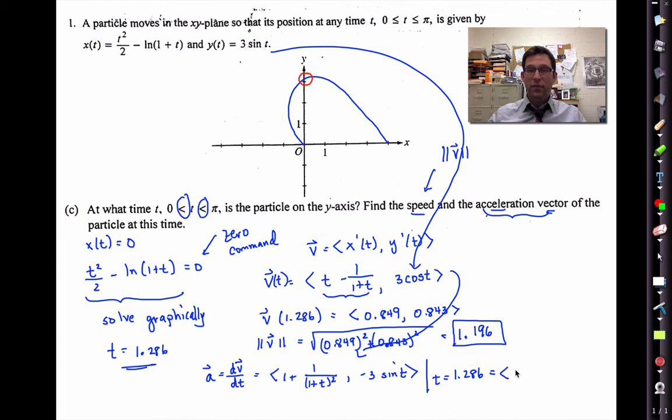Again, ugly, ugly numbers. This is not a surprise. The AP is renowned for not sparing our feelings. But if we evaluate both of these at 1.286, here's our acceleration vector. That's it. That's that whole first AP problem. Granted, there's a little bit missing, but we're not going to worry about that. All right, I'm going to clear out the text. Write down anything you need to.